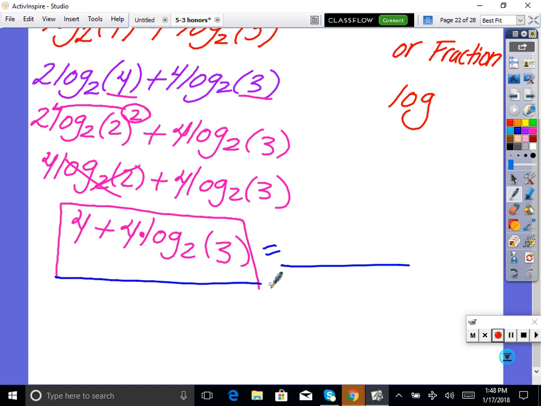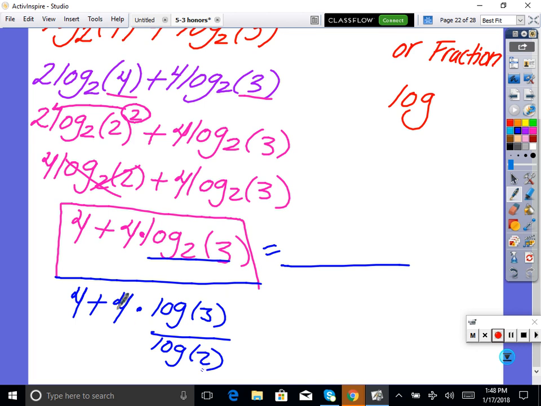But if we were going to use a calculator, we could go like this: 4 plus 4 times, by change of base formula, log of 3 divided by log of 2. On an ACT, you could see it written like that. Does that make sense? Okay, cool. What it will say is, calculate all the way. It won't say use properties of logarithms.